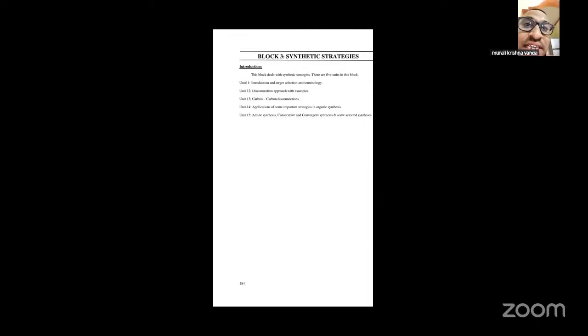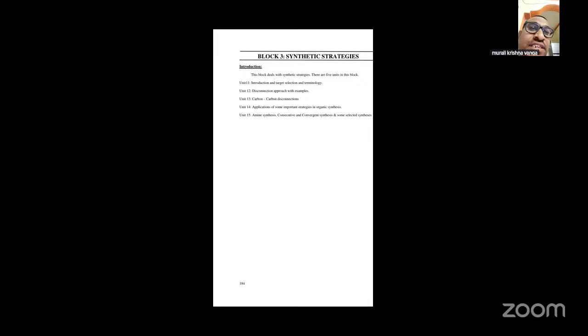Today we are going to discuss block three, synthetic strategies. This block deals with the synthetic strategies. There are 5 units in this block.